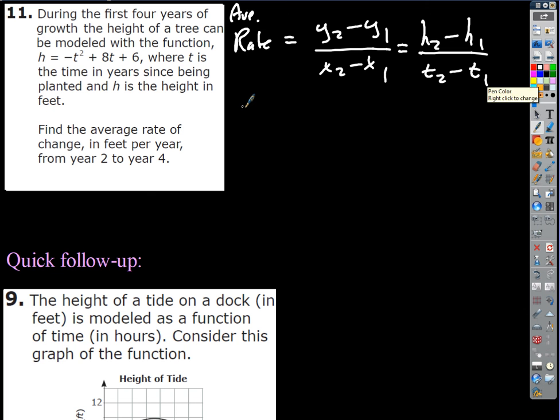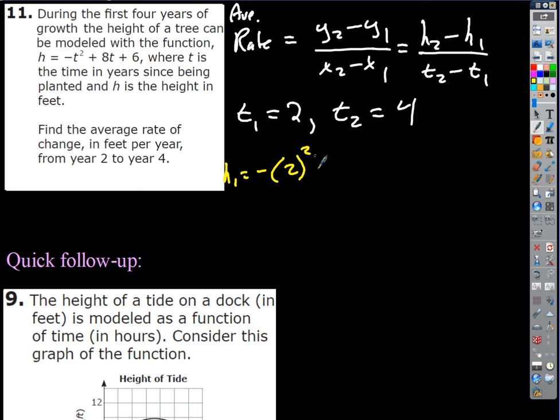Well, what is t1 in this problem? 2. It's right there, isn't it? It's the earliest time, the first time. What's t2? 4, right? Time increases from a starting value of 2 to an ending value of 4. So then if we want to calculate the h's, h1 is just going to equal whatever we get when we plug t1 into the function, right? So it's going to equal negative 2 squared plus 8 times 2 plus 6, which is, what is that?